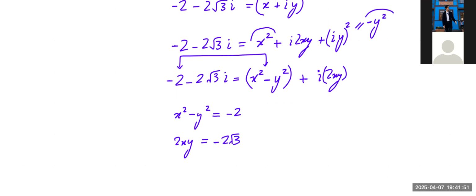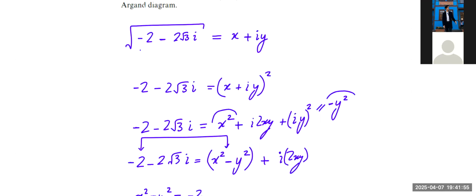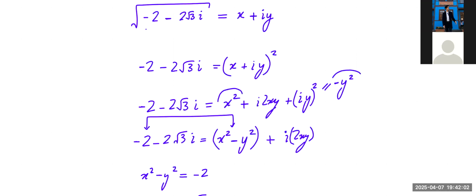Did you understand everything so far? This claim is just me basically saying that this is what I'm trying to find, and this is what I expect it to be in the form of. Then I'm just trying to solve the equations for x and y.